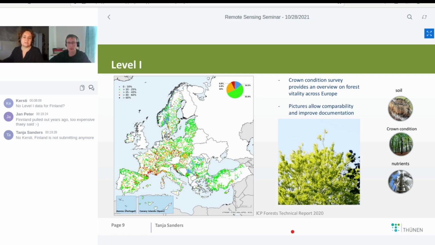But still, we can see that a lot of countries are submitting the data, and this is the data collected in 2019. And we can see hotspots where we find loss in vitality, especially in France, in parts of Germany and the Czech Republic, but also some spots distributed, for example, in Sweden. So this is quite interesting to see that a lot of forests have still quite a high vitality, shown in green, but others are declining in orange and red and even black dots, where we have mortality.